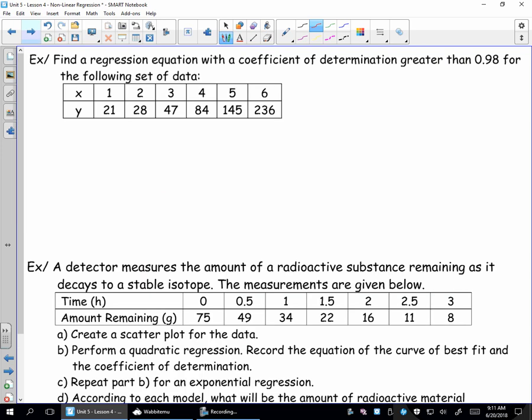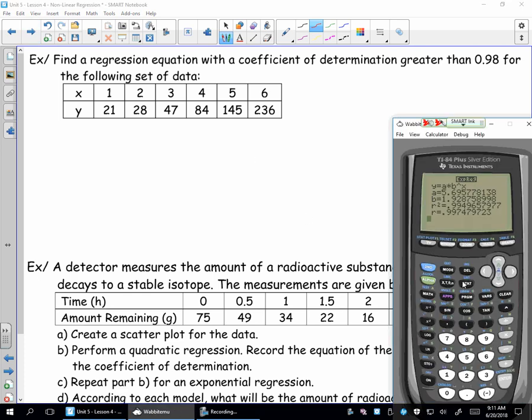Find a regression equation with a coefficient of determination greater than 0.98 for the following set of data. Well, we got some data. Let's put it in our calculators. Let's go back into Stat, Edit. I'm just going to clear this data, so I'm going to press Clear, and I'll put my new data in.